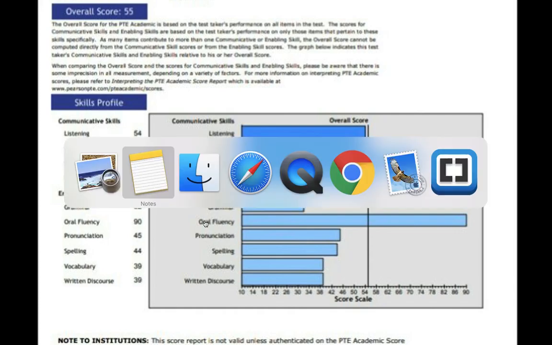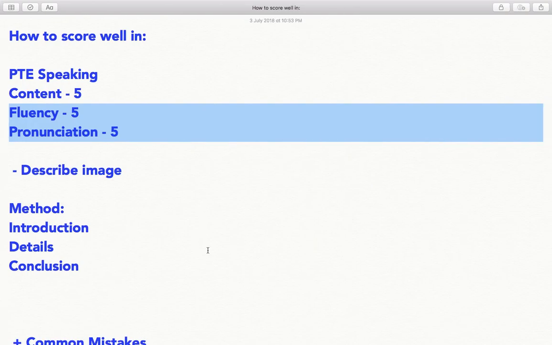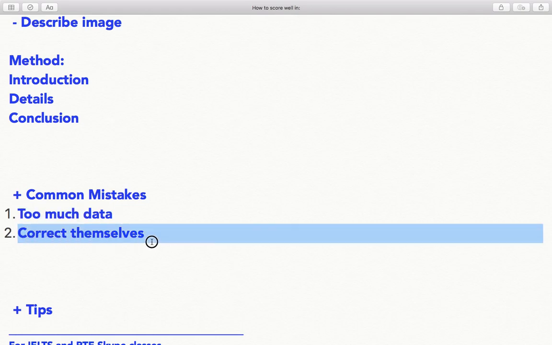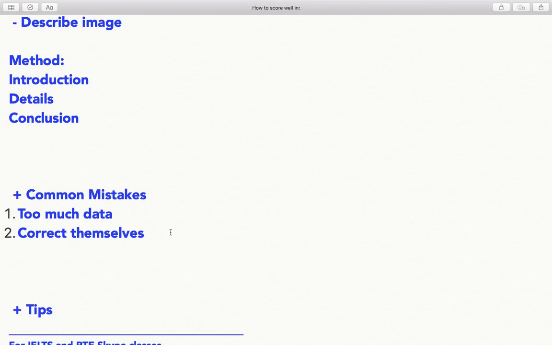First of all, don't try to cover too much data because that's going to impact your fluency and pronunciation. Secondly, don't correct yourself if you make a mistake. Just keep speaking, continue your speech, keep your fluency and pronunciation as a priority, and you will score well in speaking.